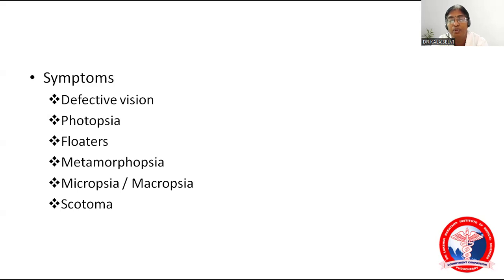Some present with micropsia because of the stretching of the photoreceptors, so all the objects appear smaller. And when there is a crowding phenomenon, where more of the photoreceptors are concentrated in an area because of the lesion which is present, then they see macropsia, where all the objects appear larger.